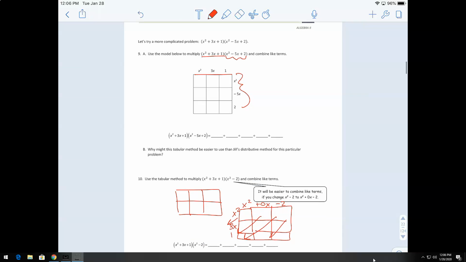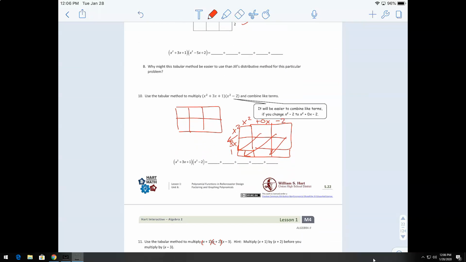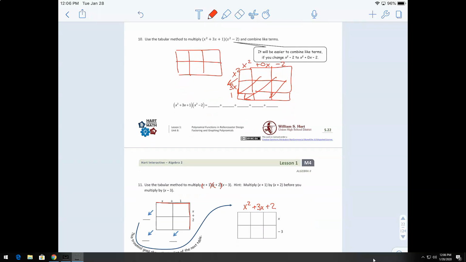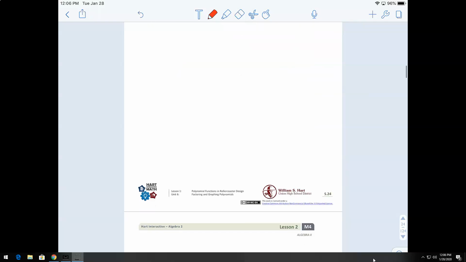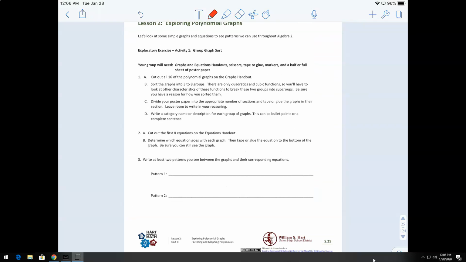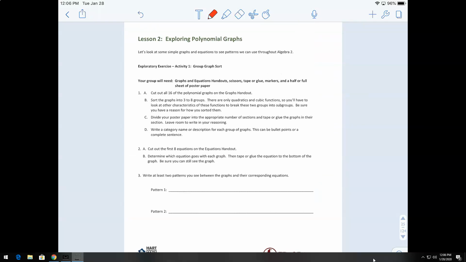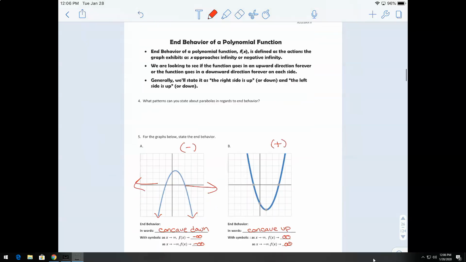Okay, on this page you need to go through and complete. Either double distribute or the box, does not matter. Same thing here. Go all the way through. Okay, this page we have not done yet. Do not put an X through it. Just know that we are skipping that page for now.